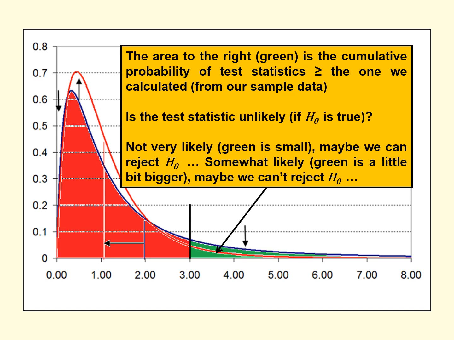If the answer to that question is, well, it's not very likely, because that area in green is rather small, then maybe that means that our null hypothesis wasn't that good a hypothesis and we can reject it. Well, if the answer is it's somewhat likely, if the green area was slightly bigger, if it was bigger than 5% of the total area, 0.05, then maybe we can't reject the null hypothesis.